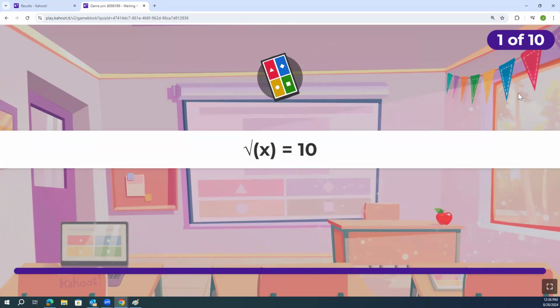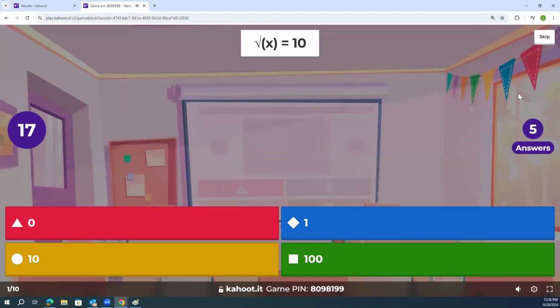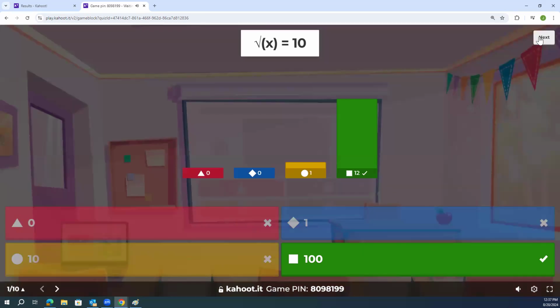Square root of x is 10. Solve for x. You square both sides? So x would be 100, right? Square root of 100, that's 10. Hey, that works. All right, we're off to a good start.